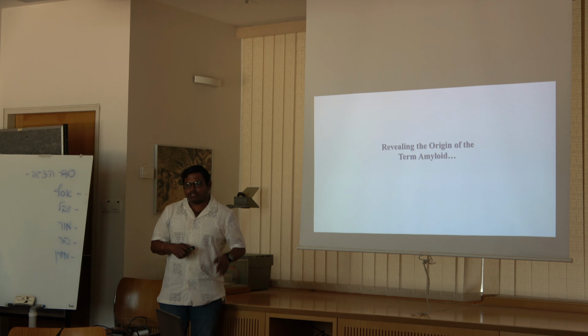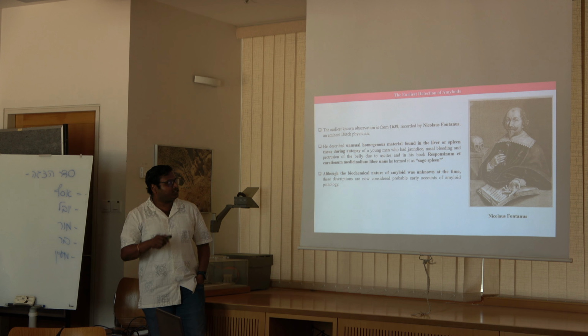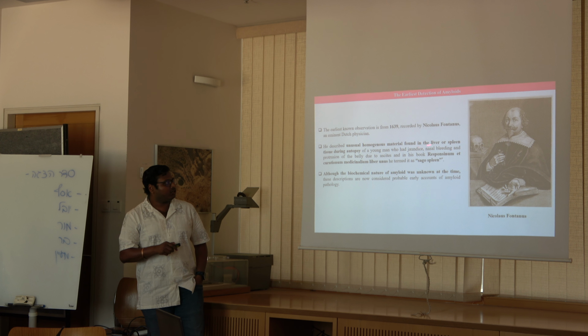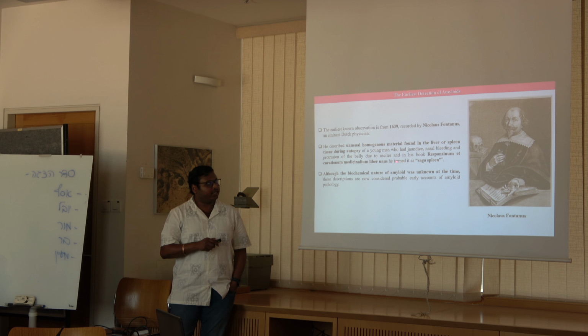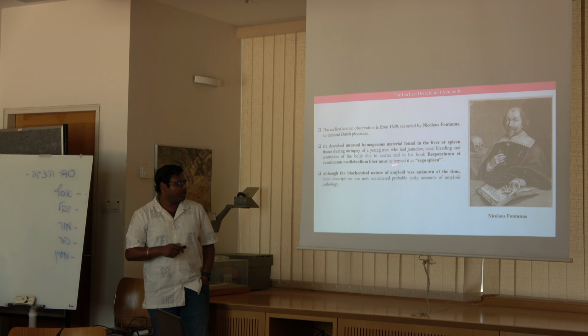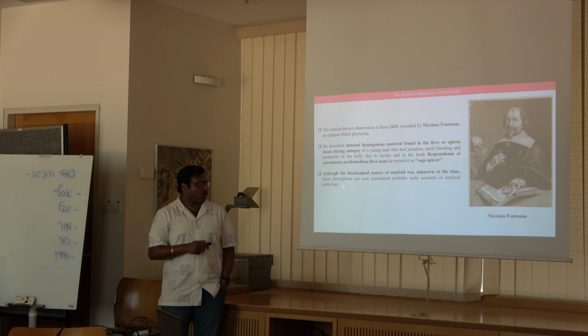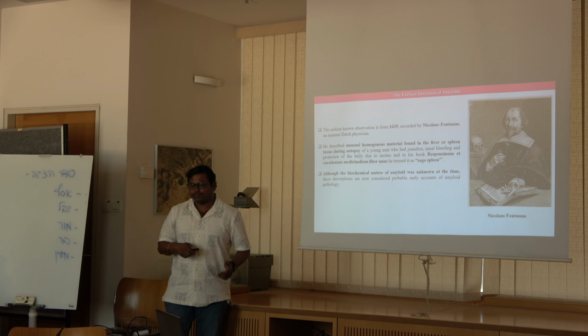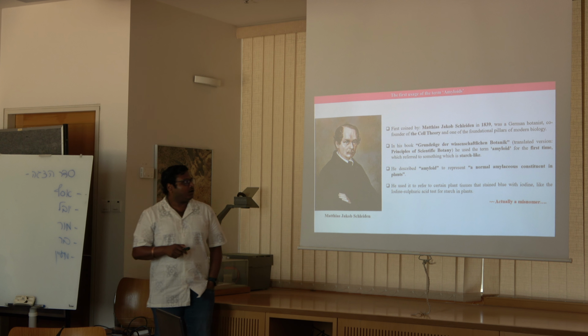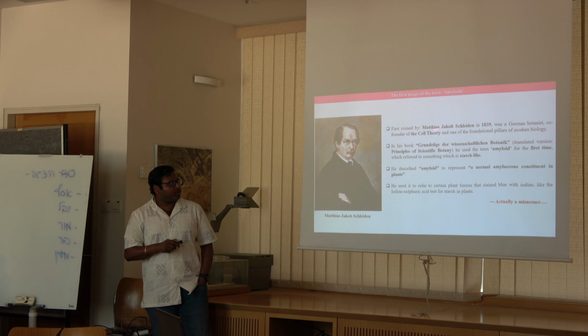After getting some idea about the amyloids and their formation, I am trying to reveal the origin of the term amyloid. The idea actually stems back to 1639, to Dr. Nicolas Fontanus, who unusually found some homogeneous material in the liver or spleen tissue during the autopsy of a young man who was suffering from jaundice. Although the chemical nature and the detailed structure were not known at that time, this accounts to be the earliest research of amyloids in pathology. Then came the term amyloid, which was coined by Matthias Jacob Schleiden in 1839.